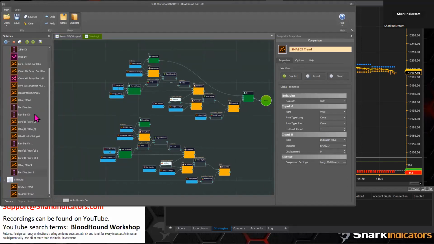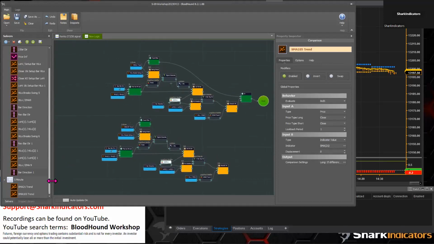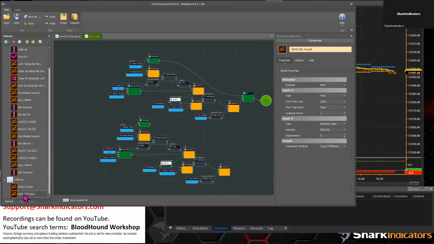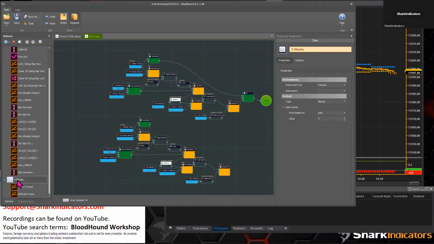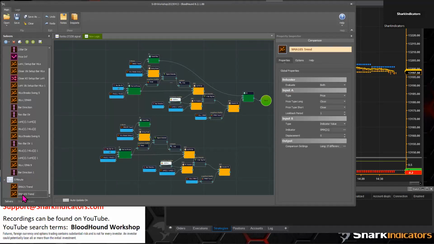All right, so we have a whole bunch of solvers now, because we have a duplicate of everything. Let's see here. There we go. You'll notice I have two comparison solvers on the 5 minute chart now. One of these, I renamed to the SMA 105 trend, and I can move that up onto the 1 minute chart. Basically, I'm moving it up to the default time frame, which is the 1 minute chart.